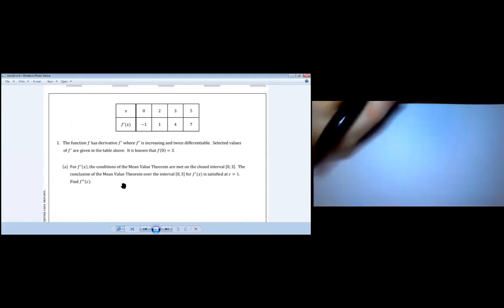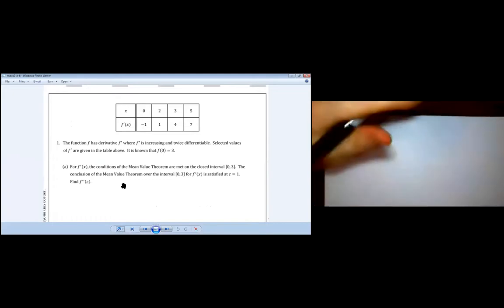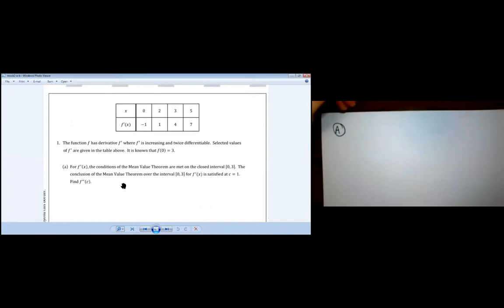First part, it was just asking you to do the mean value theorem. They were just doing their best to write it in the most confusing way possible. So the problem says that you have a table up here for F prime stuff. So it says for F prime, the conditions of the mean value theorem are met on 0 to 3.